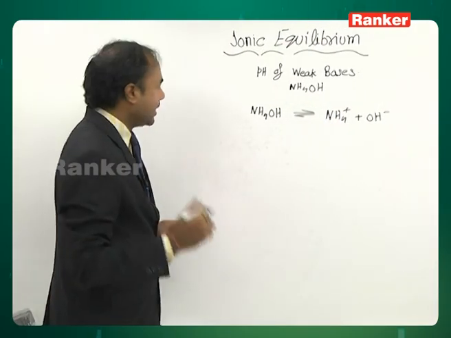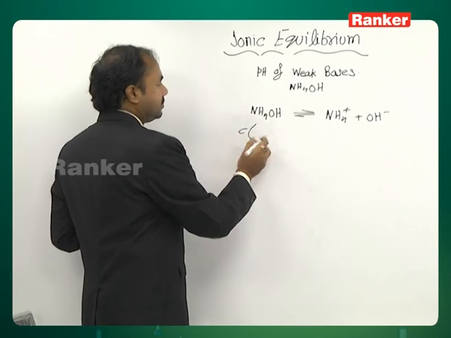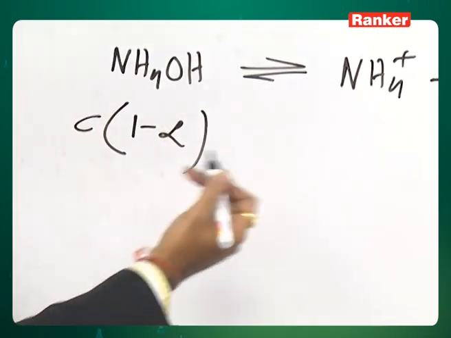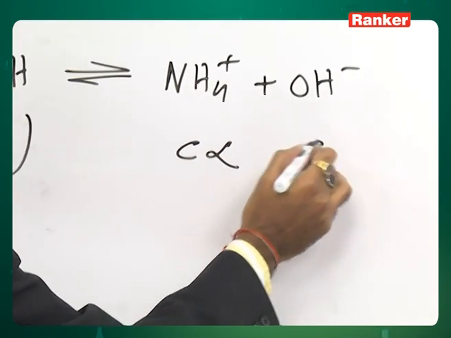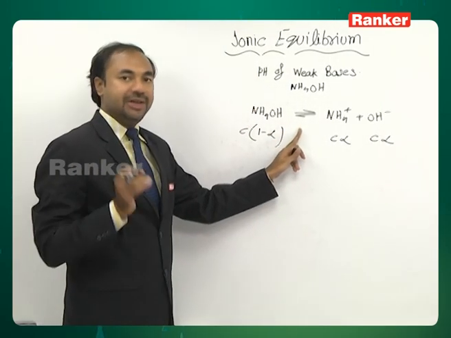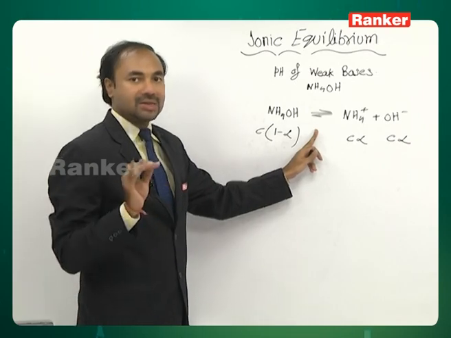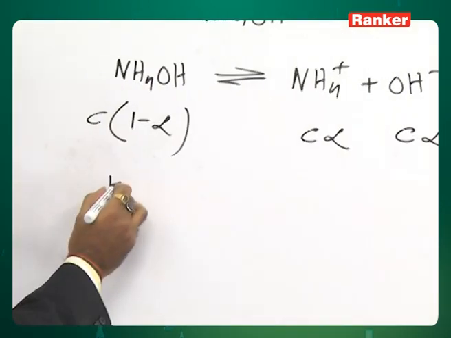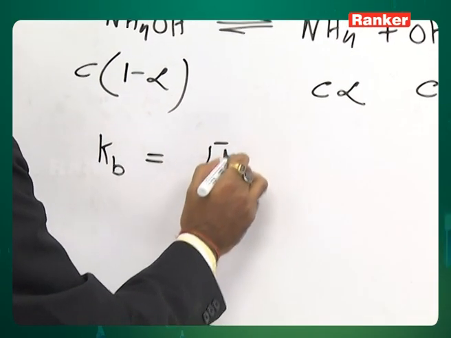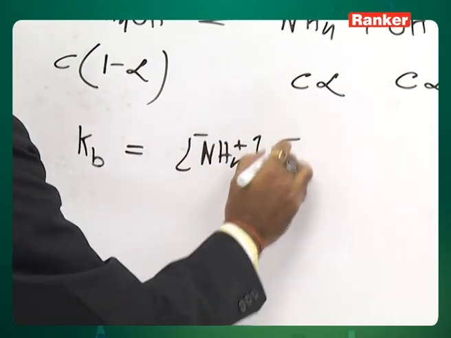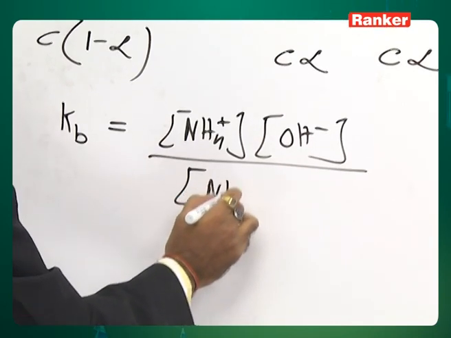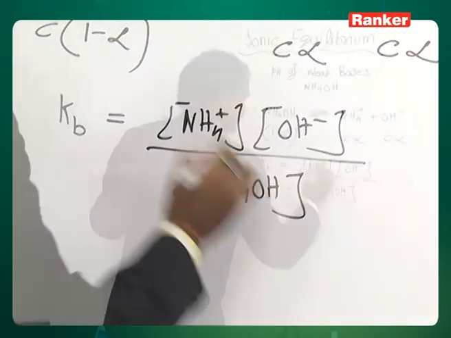If the concentration we take as C and its degree of dissociation is taken as alpha, we get C alpha and C alpha. Now we get the equilibrium constant for this weak base, and the equilibrium constant for weak base dissociation is known as Kb. So Kb for this will be equal to the concentration of ammonium ion into OH minus ion upon the concentration of NH4OH.